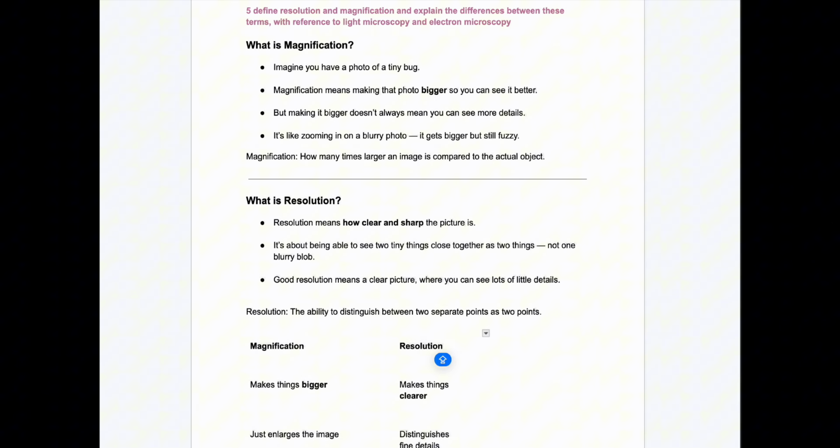We already learned a little bit about this. So let's say you have a tiny picture of a tiny bug. Magnification means you're making the picture bigger so you can see it better. So magnification, the definition for it would be how many times larger an image is compared to the actual object.